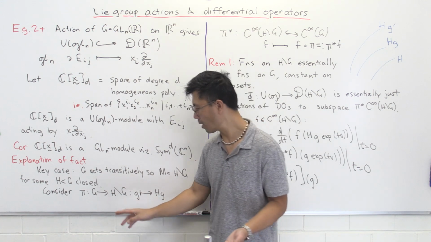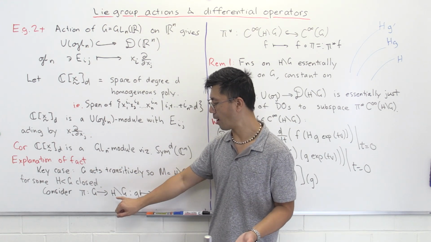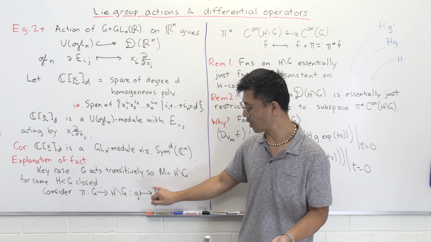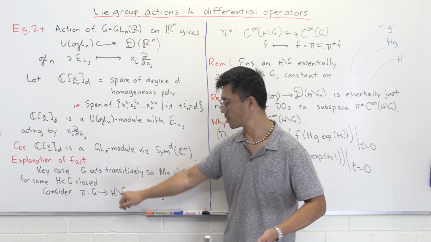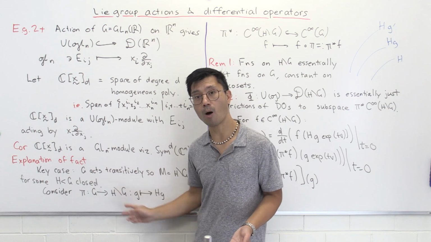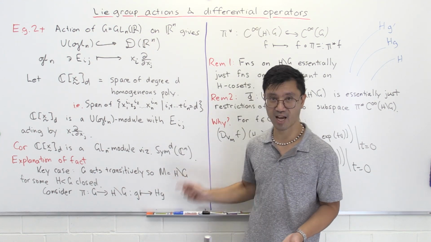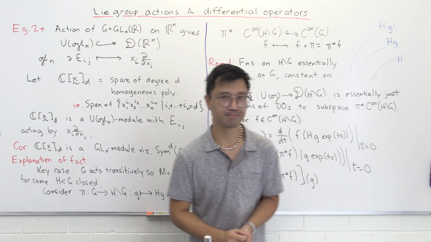So here we have some G, the Lie group, and some closed subgroup H, and we want to look at these right cosets. So this is a set of right cosets, and we have an obvious quotient map which sends a group element to the right coset containing it. So there's our pi.